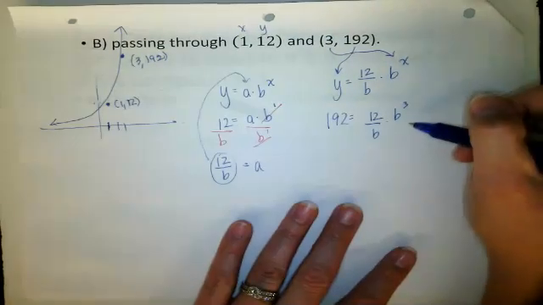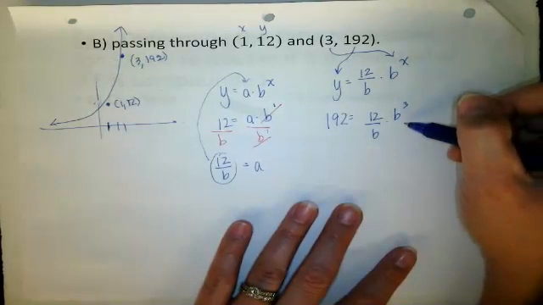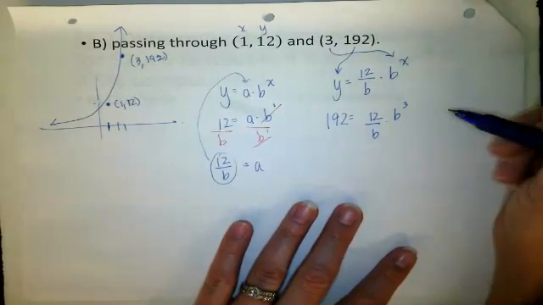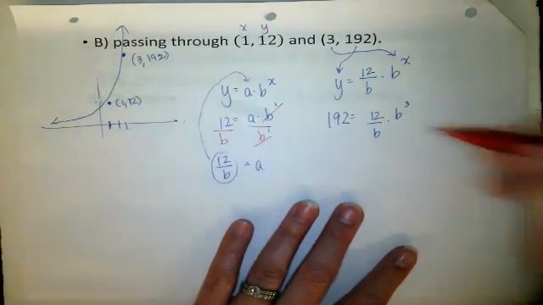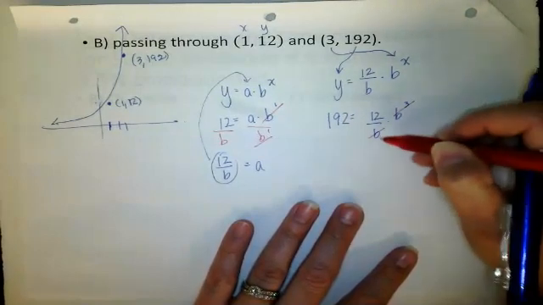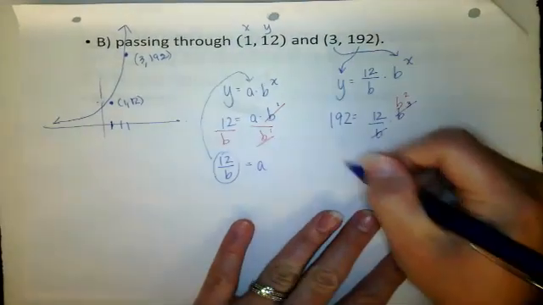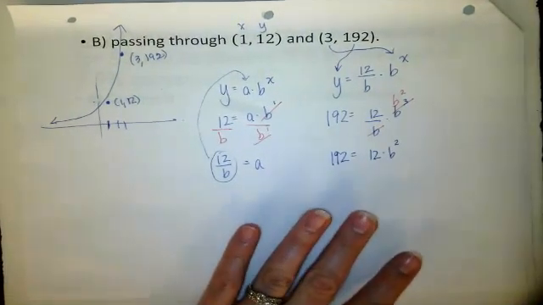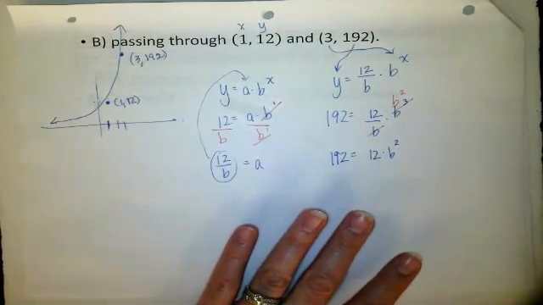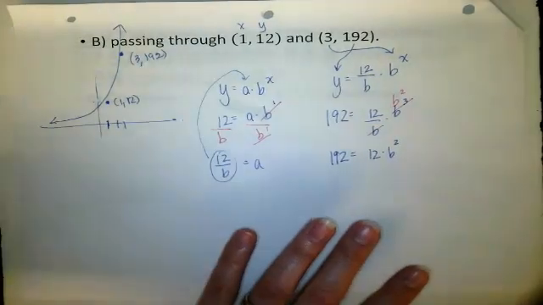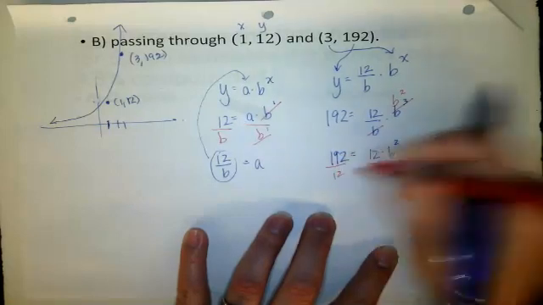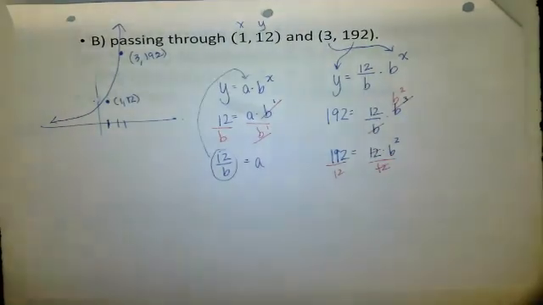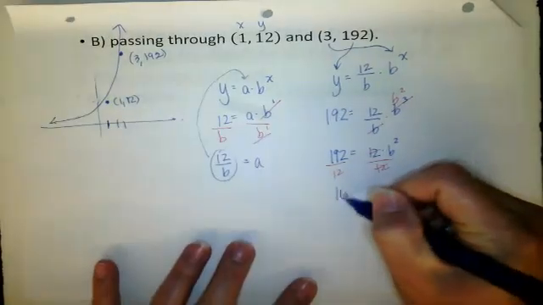Can I clean this up at all? What's b to the third over b? B squared, yeah. So the b cubed divided by b, we can clean that up a little bit. So we have 192 equals 12 times b to the second. All right, and then what do we need to do? Divide by 12, sure, divide by 12. I don't know what 192 divided by 12 is. 192 divided by 12, 16. Hey, it was even. Math is awesome.